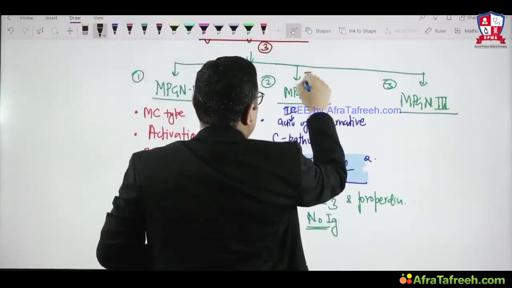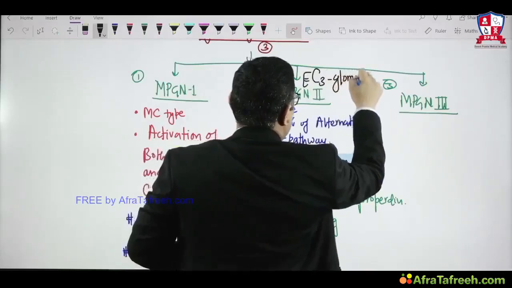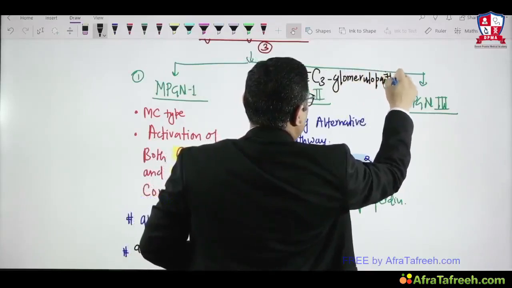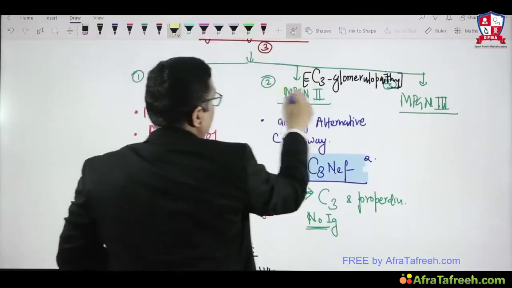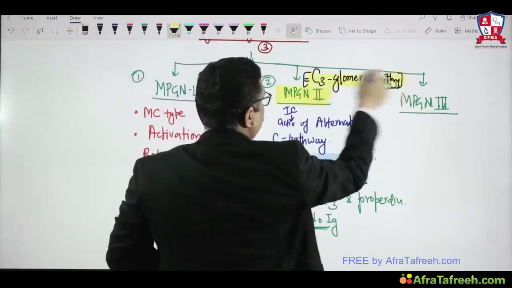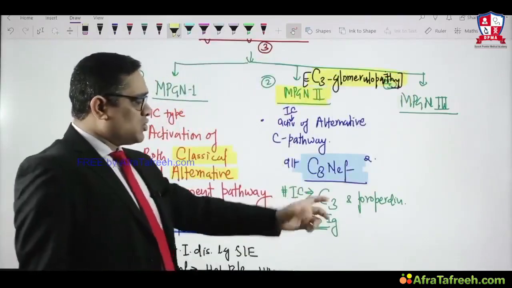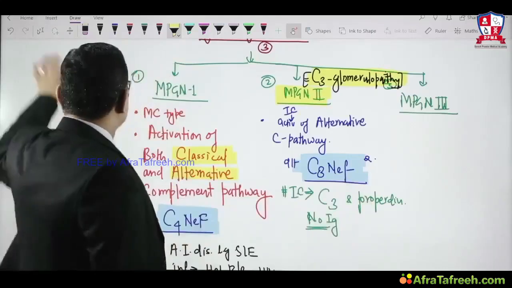MPGN 2 is also known as C3 glomerulopathy. Right? So they are also called C3 glomerulopathy. So MPGN type 2, remember, is also known as C3 glomerulopathy, which the examiner may ask. Why? Because there is no immunoglobulin, only C3 and properdin is accumulated in immune complexes, right?